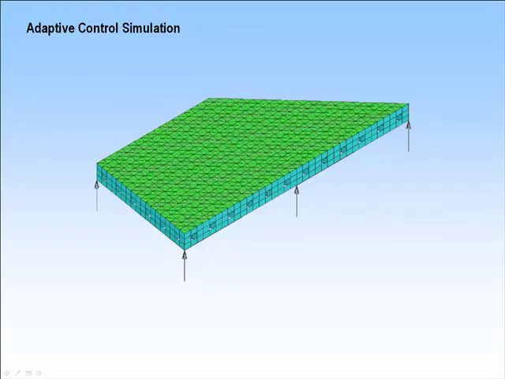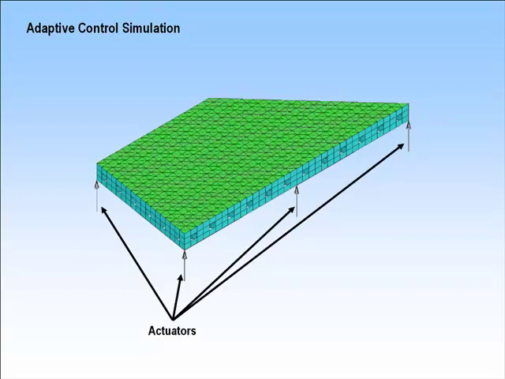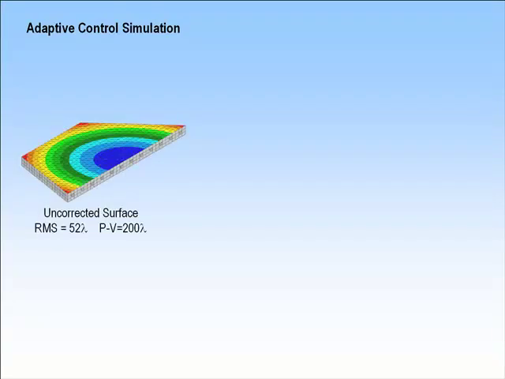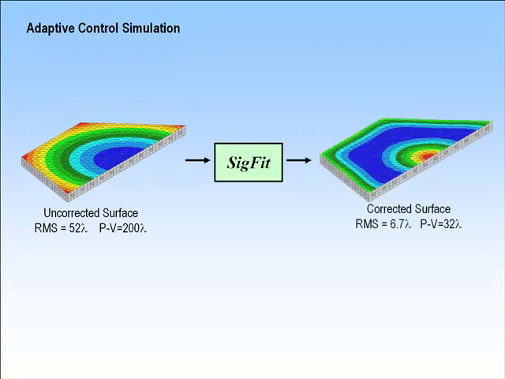Adaptive control simulation within SigFit can be used to predict the optical performance of adaptively controlled deformable optics whose design includes actuators, such as the example shown here. From an uncorrected disturbance prediction, SigFit's capabilities allow the user to develop predictions of the adaptively corrected performance.